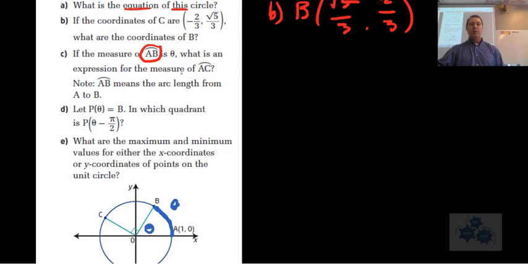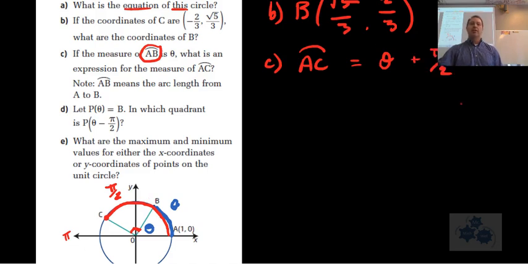What is an expression for the measure of arc AC? So we're looking for arc AC now. Well, what do we know about that? We have arc AB, and then it looks like we have plus 90 degrees here. What is 90 degrees when we're talking about radians? What's 90 degrees in radians? Pi over 2, because pi radians is 180, so pi over 2 is 90. So how could we express the arc length AC, not angle measure? What would you say? Theta, which is AB, plus what?